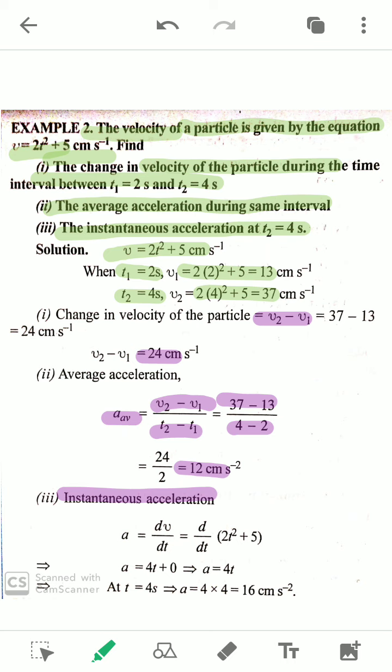We know, in the previous question we also solved, a = dv/dt. So d/dt of v, that is 2t² + 5. Differentiation of it, power forward, power minus 1. So 2 into 2 is 4, t to the power 2 minus 1, that is t. 5 is a constant, the derivative of a constant is 0. So a = 4t. At time 4 seconds, according to the question, substitute t = 4, then the acceleration will be 16 centimeters per second squared.